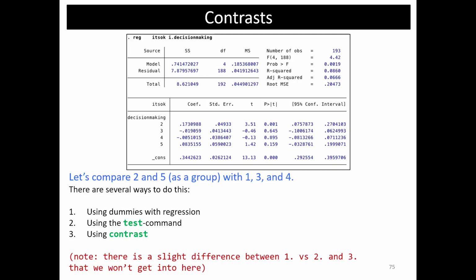How do we do it? Well, there are different ways to do it. This is what we could already do with multiple regression: we use separate dummy variables. We use the test command. I'll show you an example of that as well.